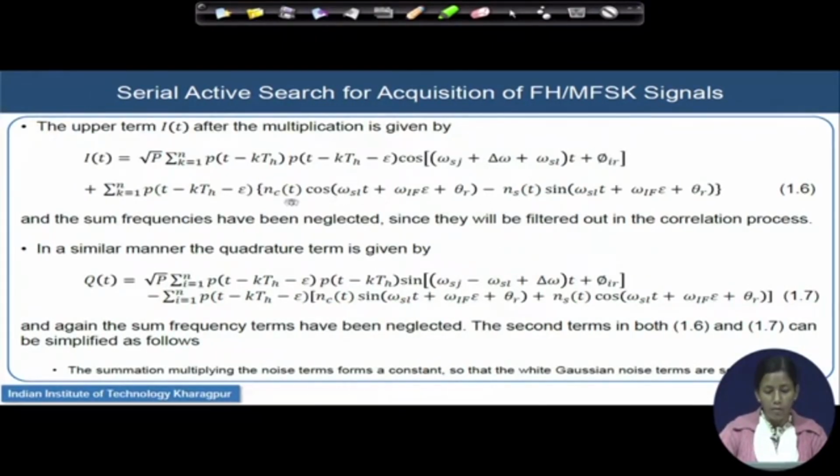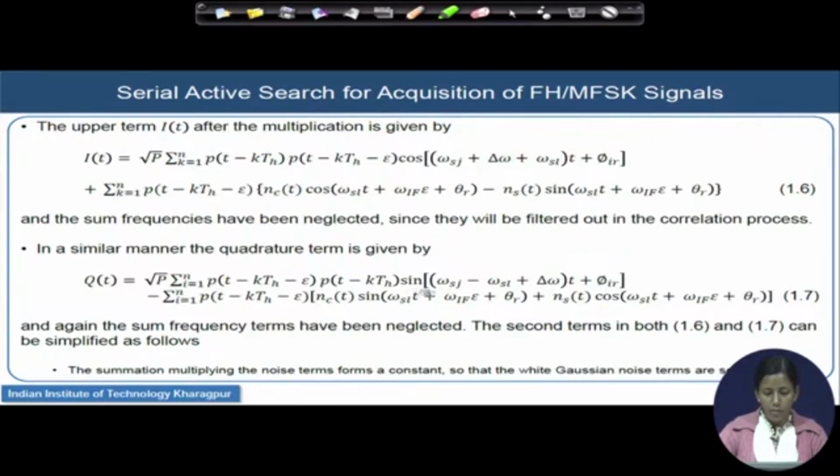Similarly, for the noise terms you will see the same kind of operation going on, and the sum frequency in the higher part is neglected since it will be filtered out in the correlation process. Similar to the I part, in the Q part also you will see the same kind of expression, but these are the Q-phase components, and all the sine components will be reflected here.